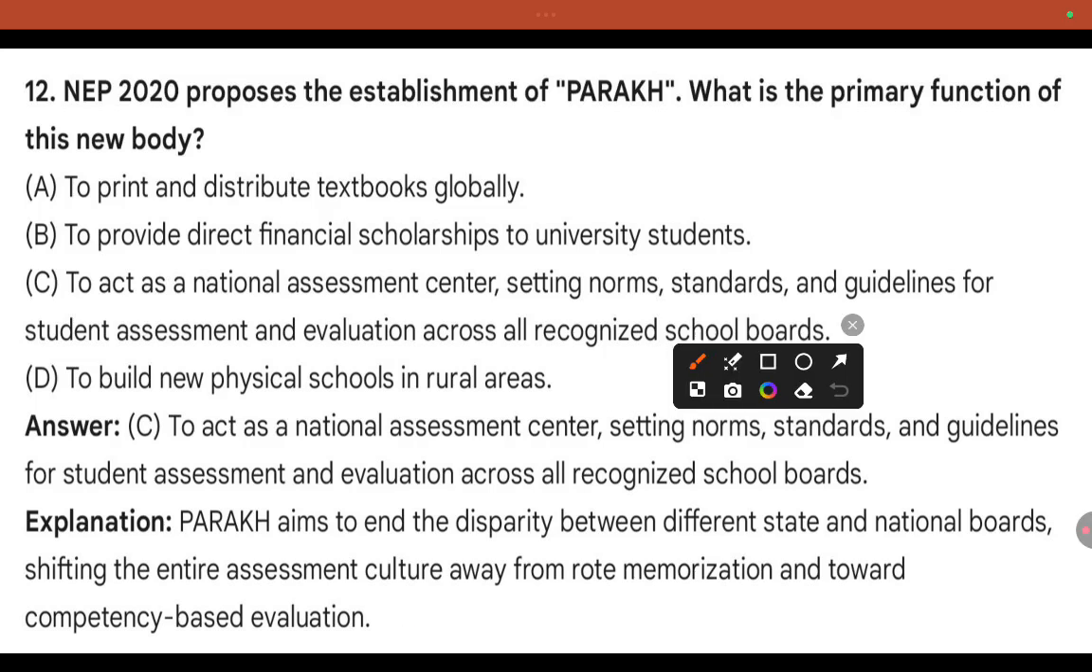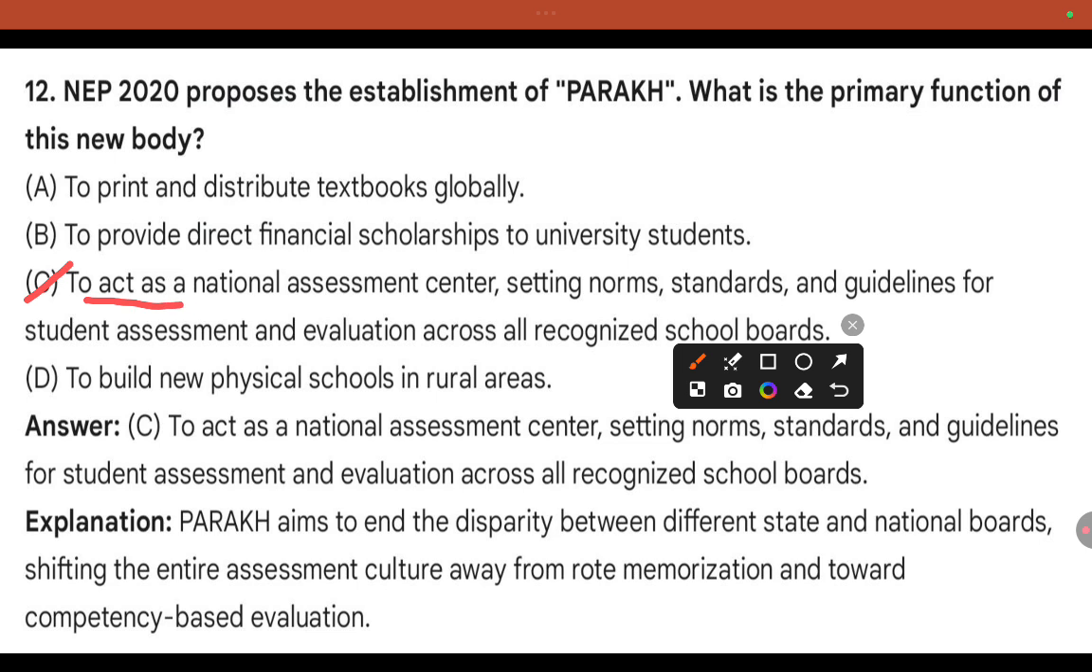A. To print and distribute textbooks globally. B. To provide direct financial scholarship to university students. C. To act as a National Assessment Centre, setting norms, standards, and guidelines for student assessment and evaluation across all recognized school boards. D. To build new physical schools in rural areas. So here the answer is C.